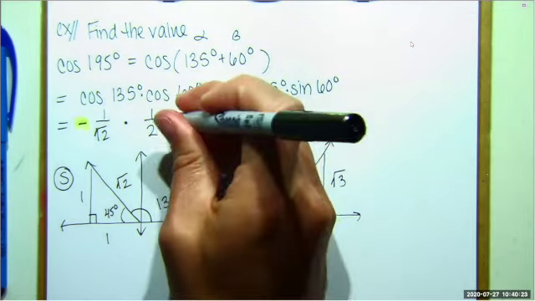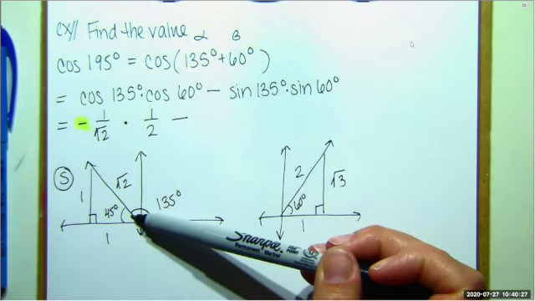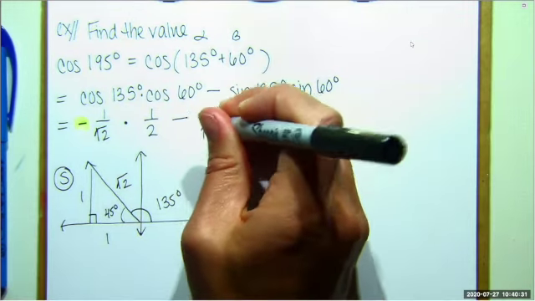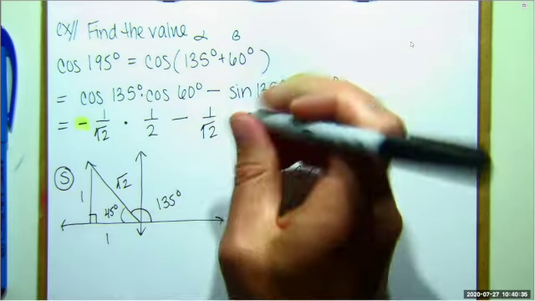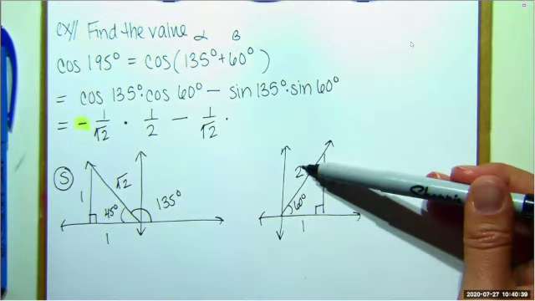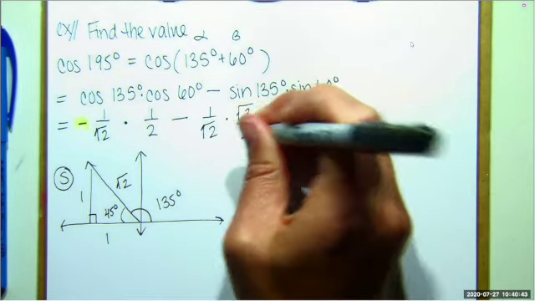Then we have minus sine of 135. So here's 135. Sine is opposite over hypotenuse. That's 1 over root 2. And in the second quadrant, sine is positive. Times sine of 60, here's our picture of 60. Sine is opposite over hypotenuse, and in the first quadrant, everything is positive. So that's root 3 over 2.